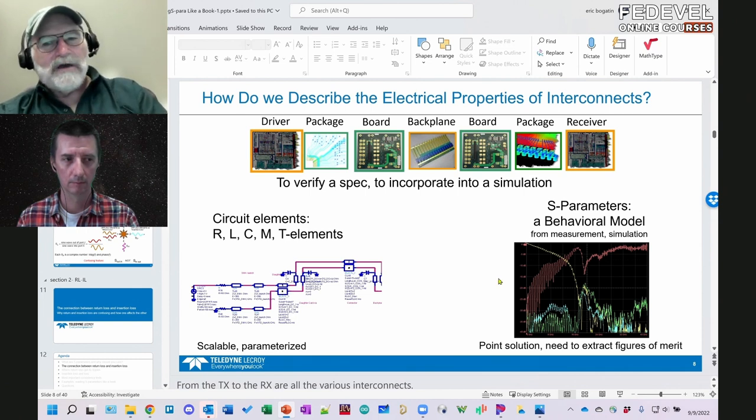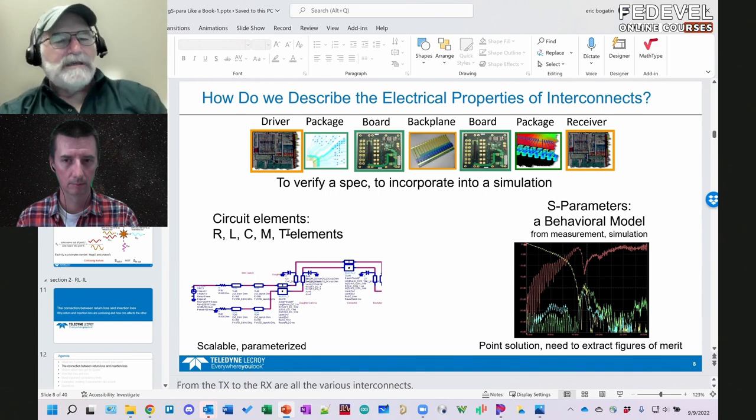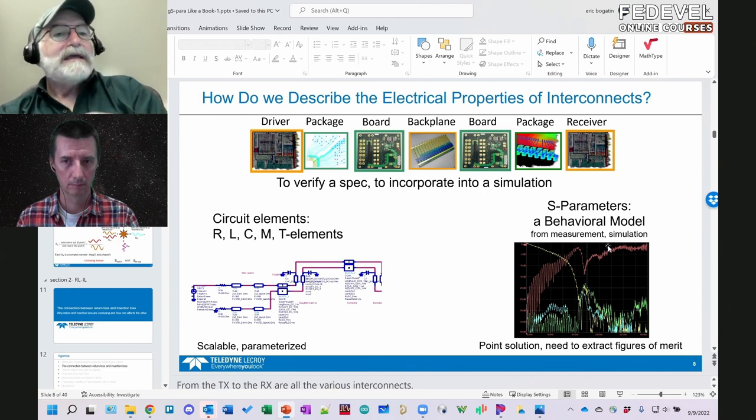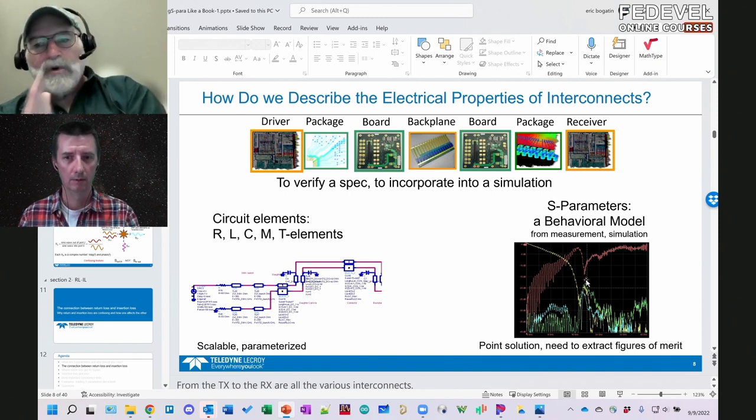And so maybe that's one of the other differences, that when we have a circuit, SPICE understands voltages and currents and RLCT elements. S parameter simulators, the simulators that create them, understand electric and magnetic fields and solve Maxwell's equations and generate S parameters. So, but it's a point solution.